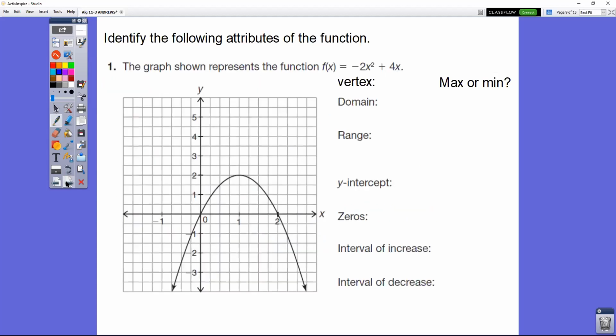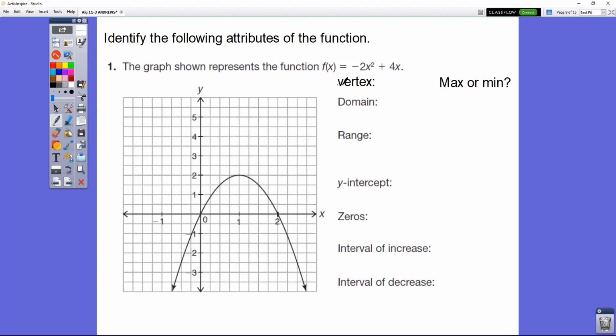So let's take a look at what your questions are going to look like. Your questions are going to look like this. Identify the following attributes of your function. And this is exactly how your quiz questions are going to look. I think we have time to maybe try 2 of these, all right? So take a look at this one.